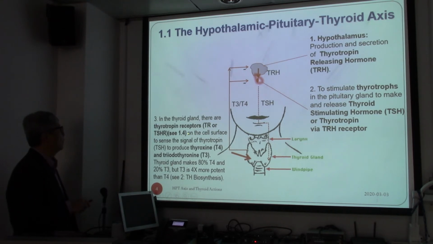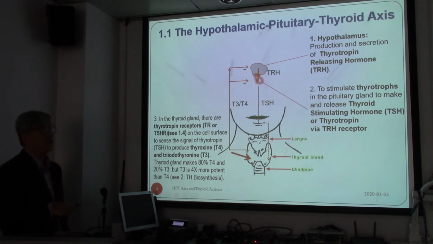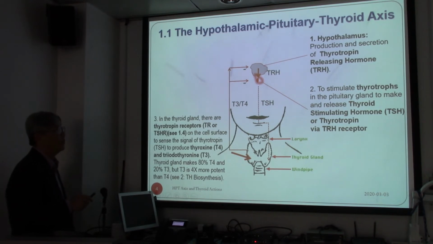Just to avoid the confusion, TR is sometimes referred to as the thyroid hormone receptor, or TR. Okay, I don't want you to get confused, so we usually use TSHR, thyroid stimulating hormone receptor, or thyrotropin receptor. Thyrotropin means thyroid stimulating, right? So there's a receptor for it. I will explain that a little bit later.